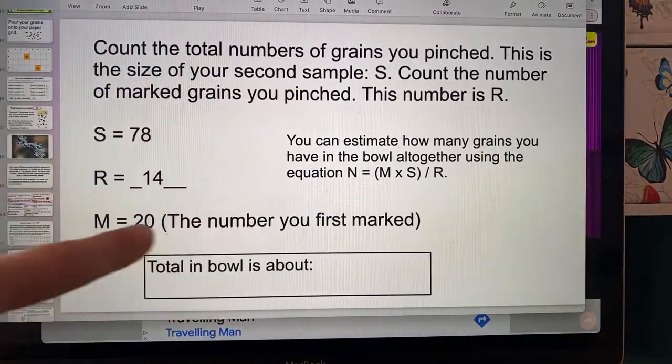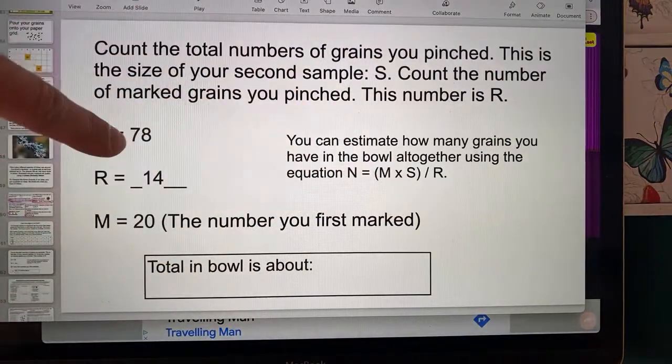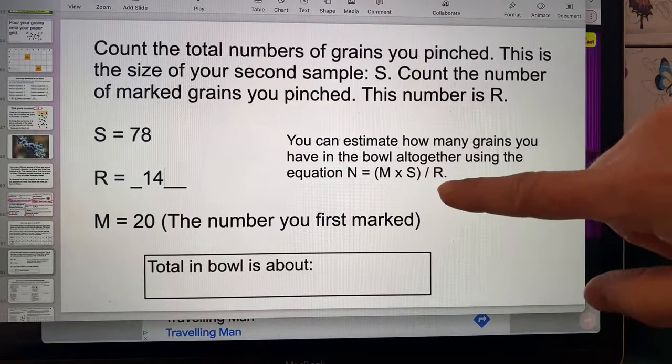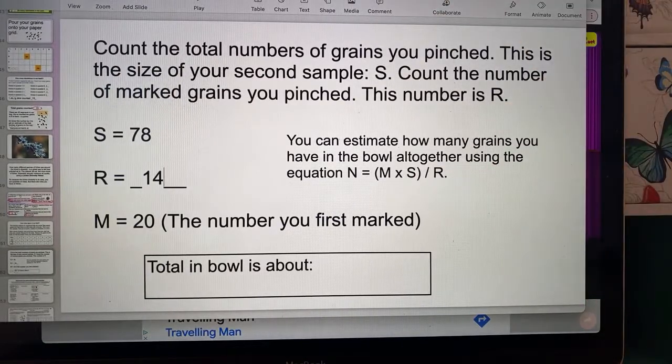If you do M, which is 20 for us, times S, the total number of grains that you pinched, and all that divided by R, the number of grains that were marked that you pinched, you should get an estimate of your population. This is a moment of truth. I'm going to try it right now. This is the one where I've had very different results. M times S. And the whole thing divided by R is, oh, hey, pretty good.